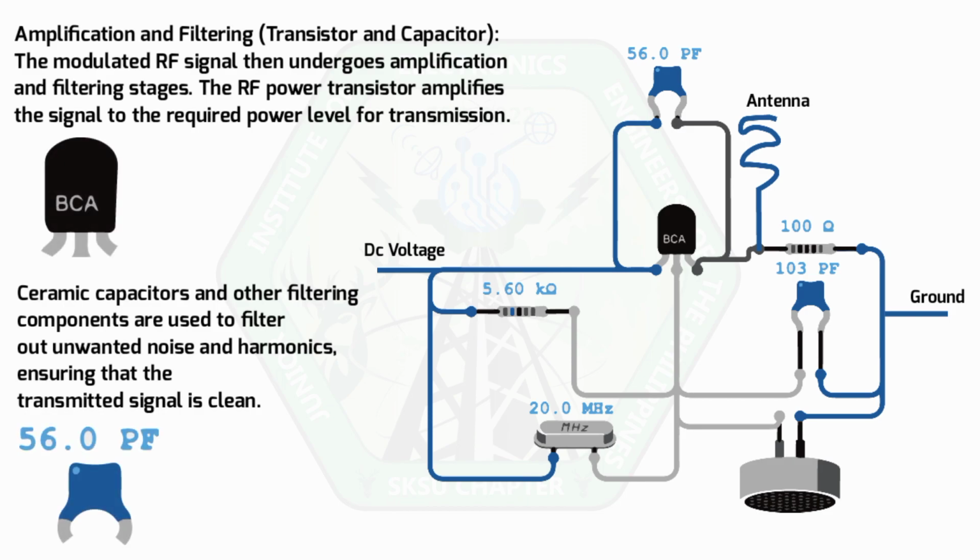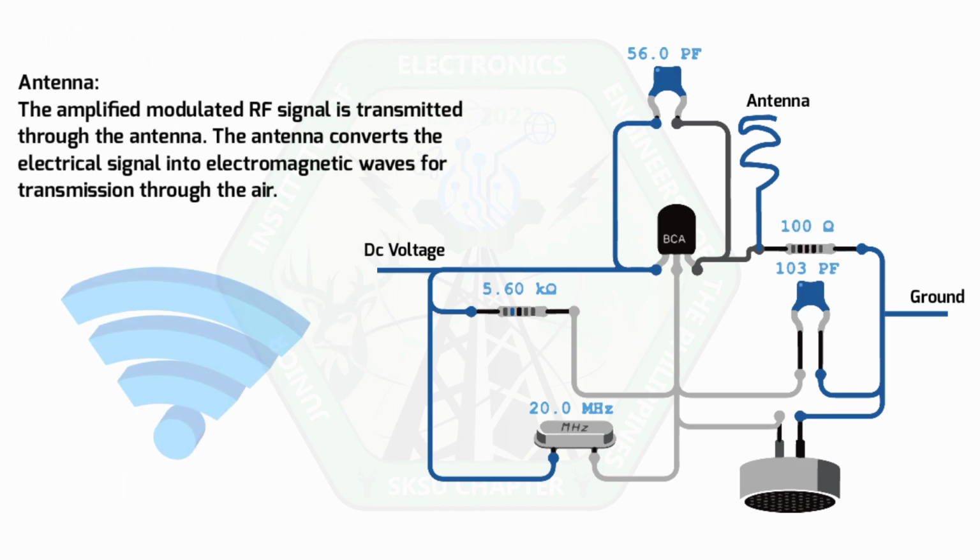And then, the signal is amplified and filtered, with a transistor and capacitor. The modulated RF signal then undergoes amplification and filtering stages. The RF power transistor amplifies the signal to the required power level for transmission. And ceramic capacitors and other filtering components are used to filter out unwanted noise and harmonics, ensuring that the transmitted signal is clean.